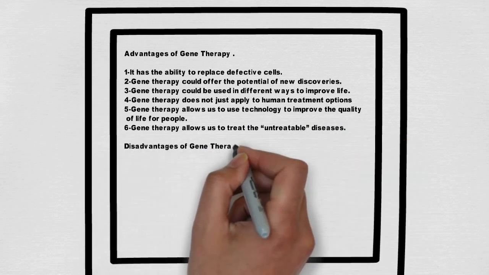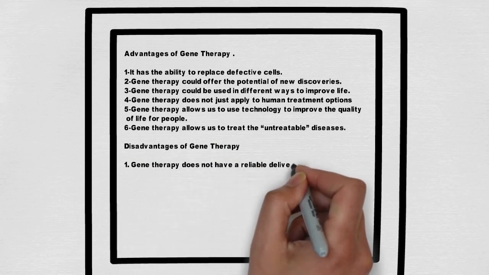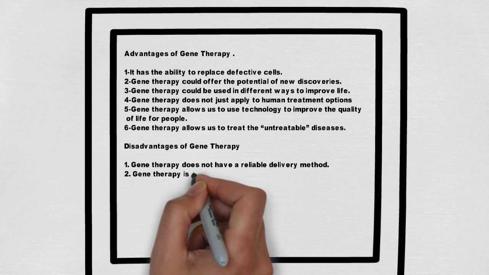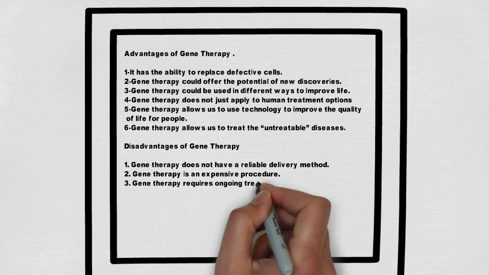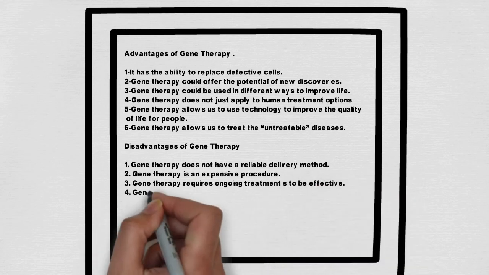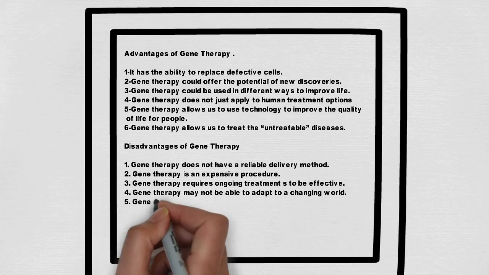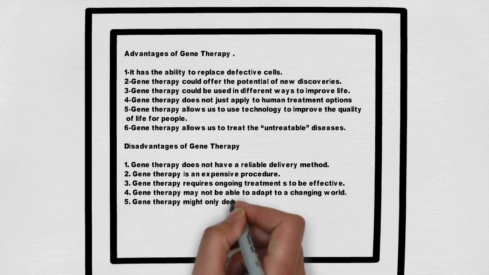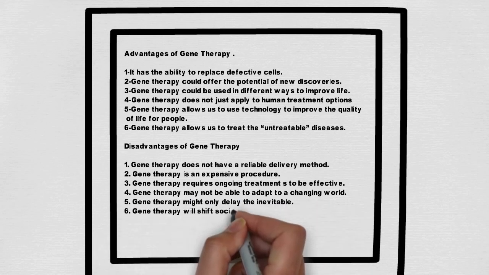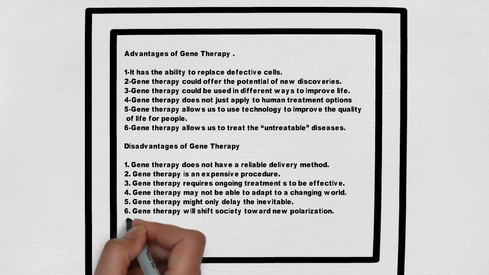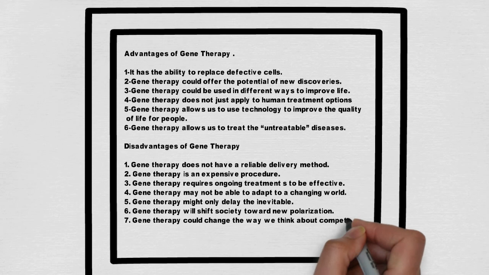Disadvantages of gene therapy. 1. Gene therapy does not have a reliable delivery method. 2. Gene therapy is an expensive procedure. 3. Gene therapy requires ongoing treatment to be effective. 4. Gene therapy may not be able to adapt to a changing world. 5. Gene therapy might only delay the inevitable. 6. Gene therapy will shift society toward new polarization. 7. Gene therapy could change the way we think about competition.